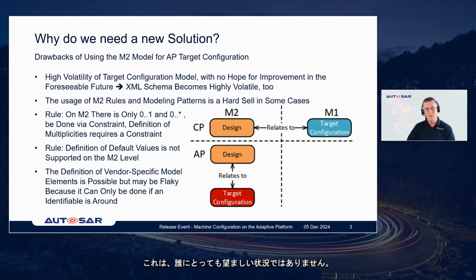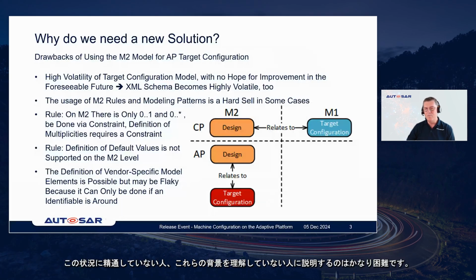The next problem is that when we create this target configuration in collaboration with the working groups who care about the specific functional clusters, we also have to apply the modeling patterns and the rules. And it is in many cases very hard to explain these rules and modeling patterns to people who are not familiar with this situation, who don't understand the background of these. And therefore, this creates a lot of friction in the creation of our work.